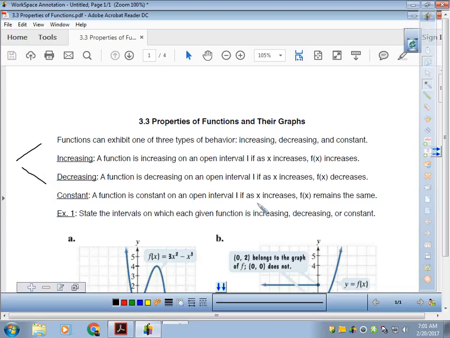And then lastly, constant behavior. As x increases, f of x remains the same. So what that means is, as you go to the right, the graph does not go up or down. So it's just always the same. Okay?